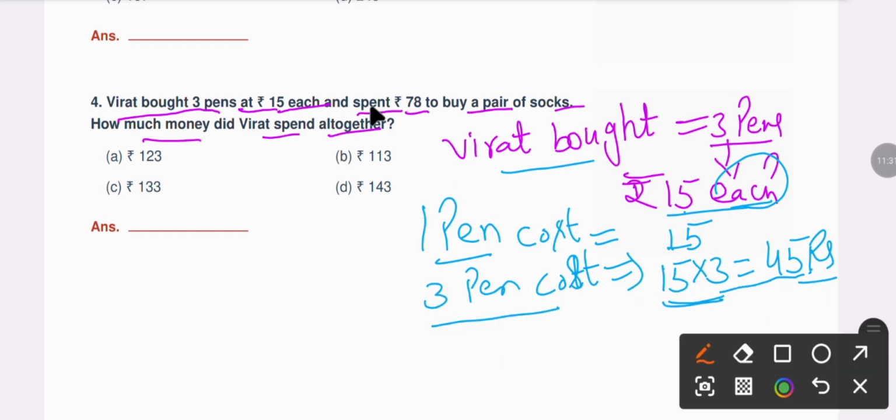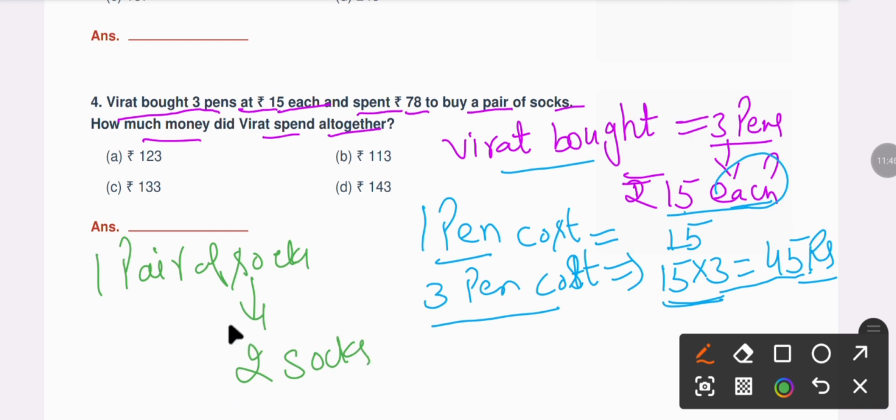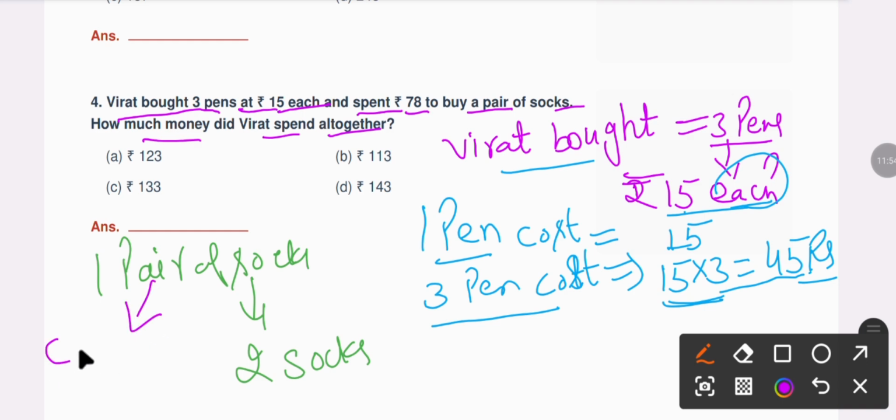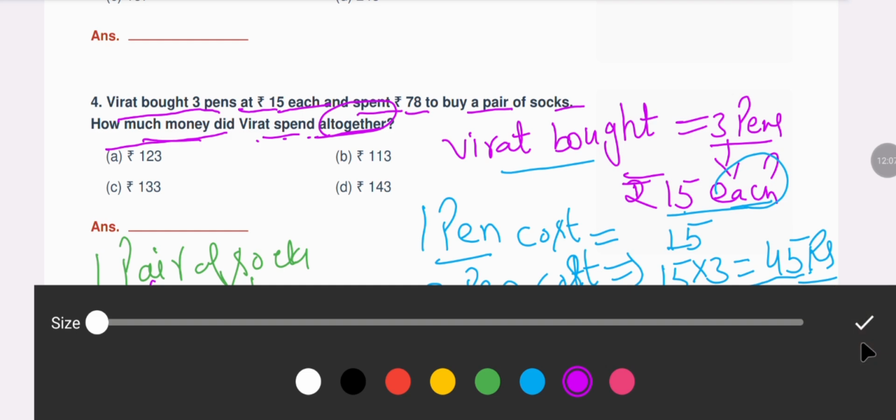He spent 78 rupees to buy a pair of socks. So one pair of socks means 2 socks. The cost of 2 socks, how much? It means one pair of socks costs 78 rupees. Now, how much money did Virat spend altogether? Now the total money he has spent.